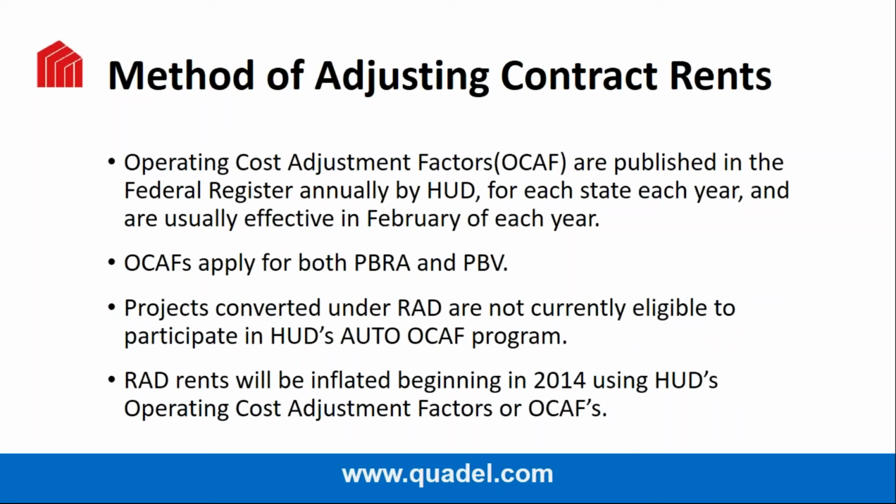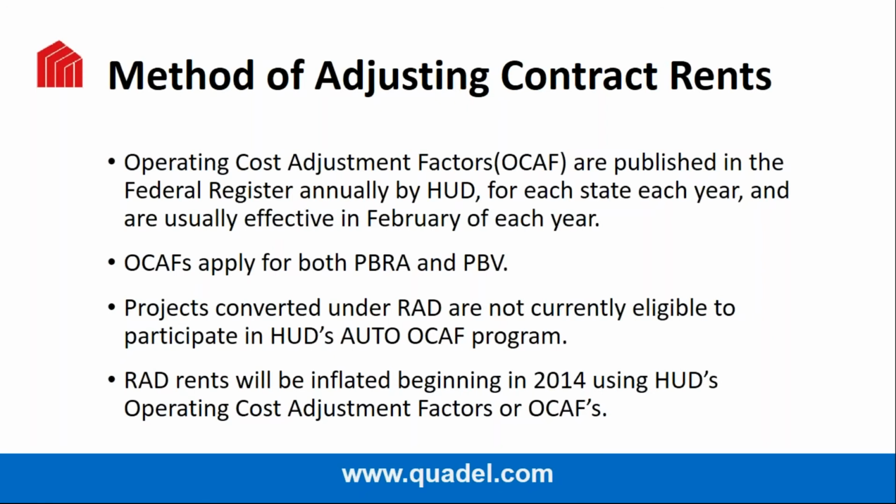Next, we're going to talk about a method for adjusting contract rents. And PBRA and PBV2 both utilize HUD's Operating Cost Adjustment Factor, or OCAF method, for adjusting contract rents throughout the term of the PBRA HAP contract. And OCAFs are also used for all other HUD multifamily housing projects renewed under HUD's Multifamily Assisted Housing Reform and Affordability Act, or what we refer to as MARA.